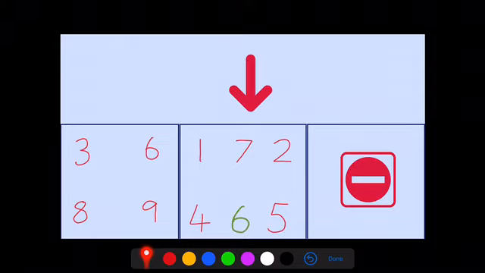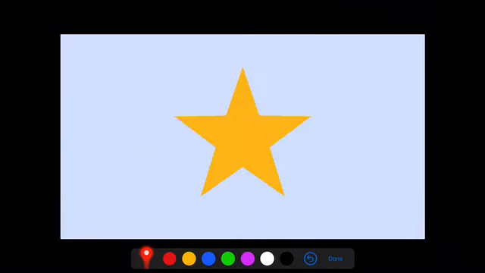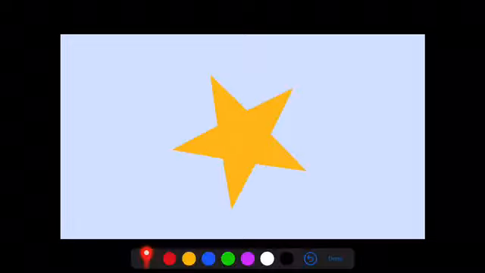Did you spot that number 6 should be in 2 boxes? First, I heard O at the beginning of oblong, then I heard it somewhere in the middle. Well done, everybody. Good job.